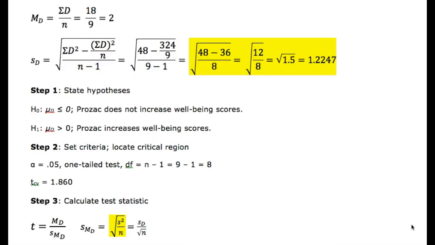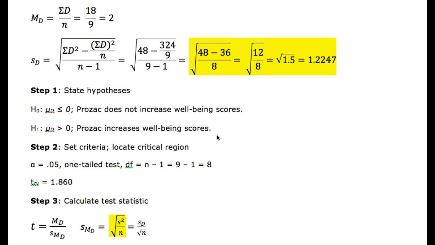All right, now that we have our sample statistics, our sample mean and our sample standard deviation, we can go ahead and start with step 1, which is state the hypotheses. So we've got the null hypothesis, which is always first, and that's the population mean of the difference scores is less than or equal to 0. So Prozac does not increase well-being scores. Our alternative: the population mean of the difference scores is greater than 0. Prozac increases well-being scores.